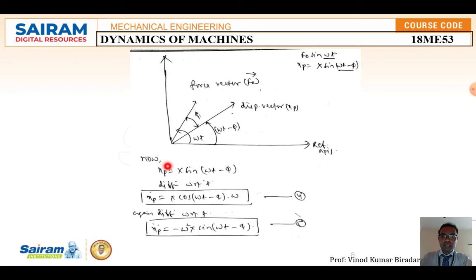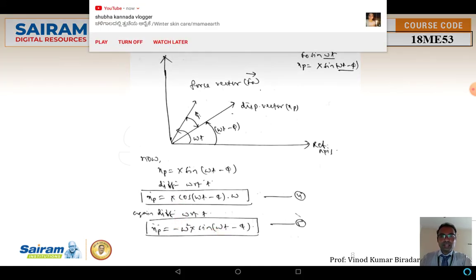Now xp is equal to X sin(omega t minus phi). Differentiate this with respect to t: x dot is equal to X omega cos(omega t minus phi). Give equation number 4. Again differentiate with respect to t: x double dot is equal to, the cos becomes minus sin, minus omega squared X sin(omega t minus phi). Give equation number 5. So 4 and 5 you got.